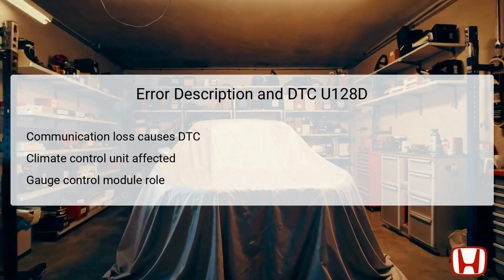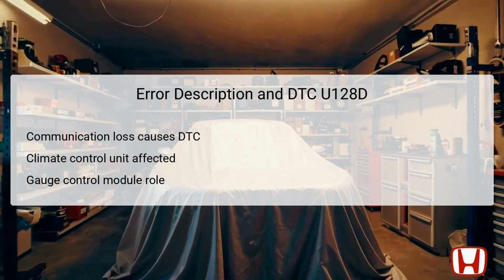DTC U128D indicates a communication loss between the climate control unit and the gauge control module, which is crucial for maintaining proper functionality in climate operations within the vehicle. The climate control unit is responsible for managing the heating, ventilation, and air conditioning (HVAC) systems to provide comfort to passengers. If it cannot receive required data from the gauge control module, it registers that as an abnormal condition, prompting the system to store the DTC U128D.